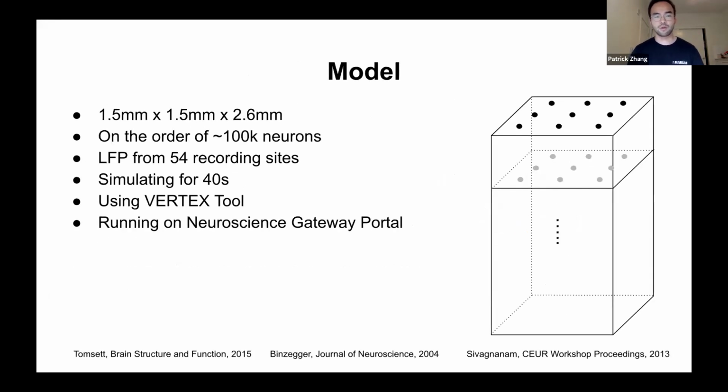So our model is 1.5 by 1.5 by 2.6 millimeters in geometry. We're simulating on the order of 100,000 neurons, and we're recording LFP from 54 recording sites laid out as 3 by 3 grids on the right. We're simulating for 40 seconds and using a tool called Vertex for both the modeling framework and the initial model parameters. And we're running our simulation on the Neuroscience Gateway portal.